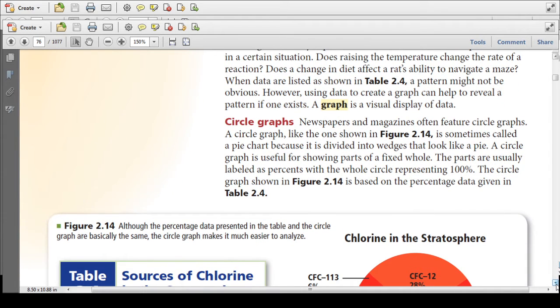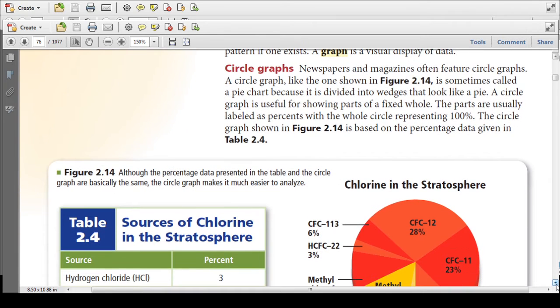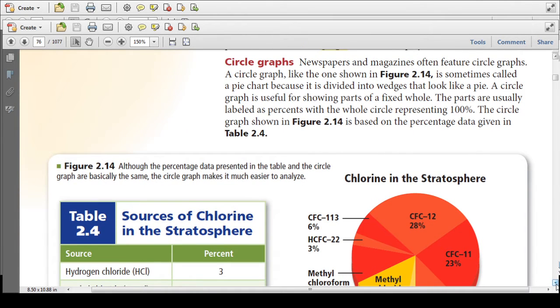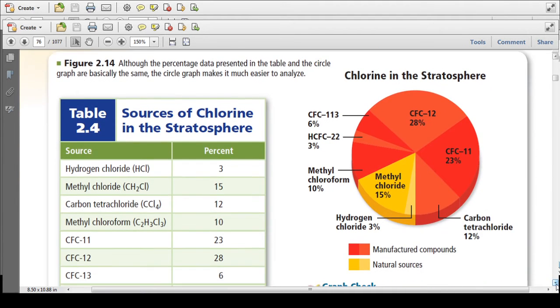Newspapers and magazines often feature circle graphs. A circle graph, like the one shown below, is sometimes called a pie chart because it's divided into wedges like that of a pie. A circle graph is useful for showing parts of a fixed whole. The parts are usually labeled as percents, with the whole representing 100%. The circle graph shown below is based on the percentages of data shown in a given table, Table 2.4.